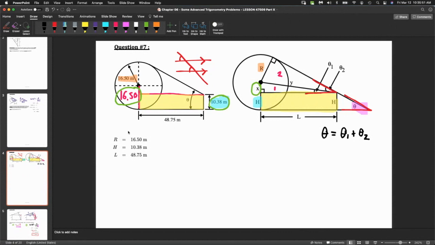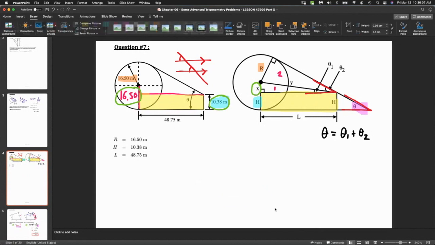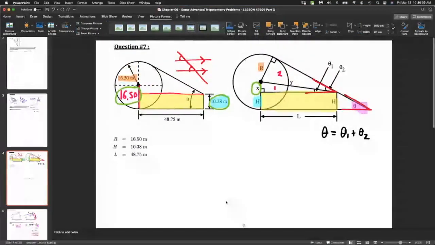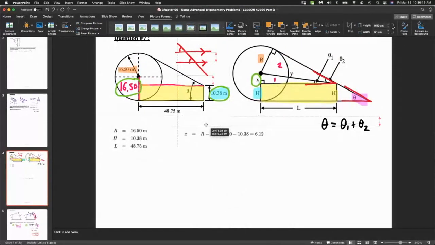Anyway, we know R, H, and L. The first thing that we got, I forget who had said it, I think it was Ram. That's right. So the first thing I got was X. There's your first step.